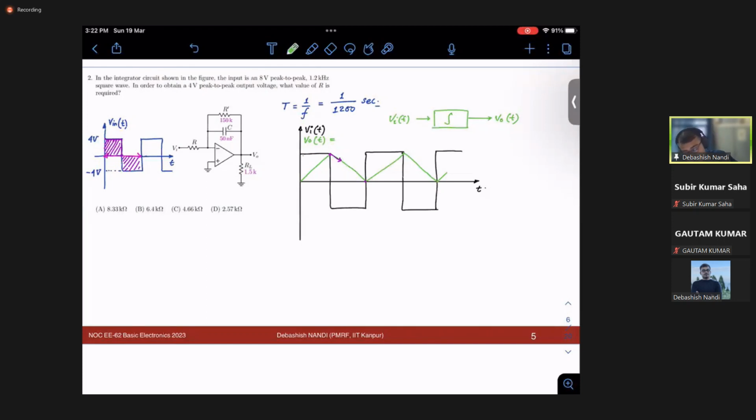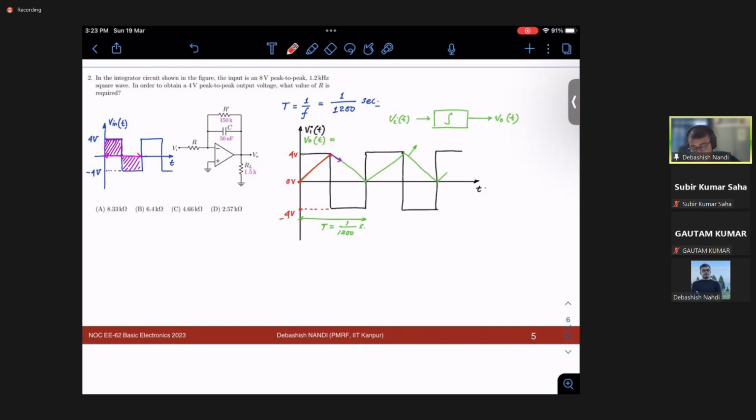So what did I find? Can you tell me whether the period of this signal is changing? The period is not changing, right? Because this remains my period of the signal. This remains my T. T remains 1 over 1200 seconds, right? And this is your 4 volt. This is your minus 4 volt. And what about this? This is 0 volt. So this also has a 4 volt amplitude, right?